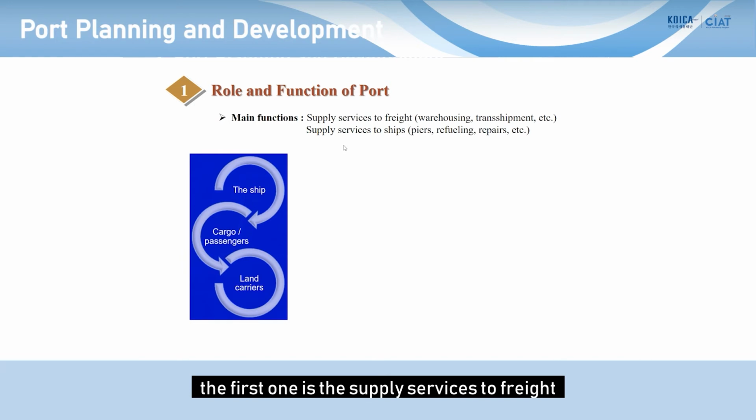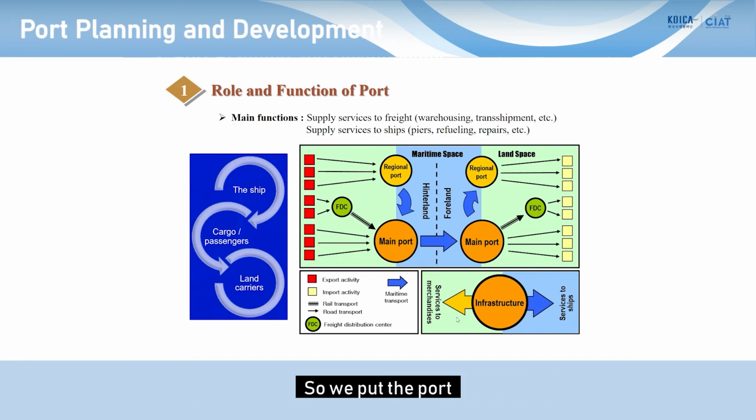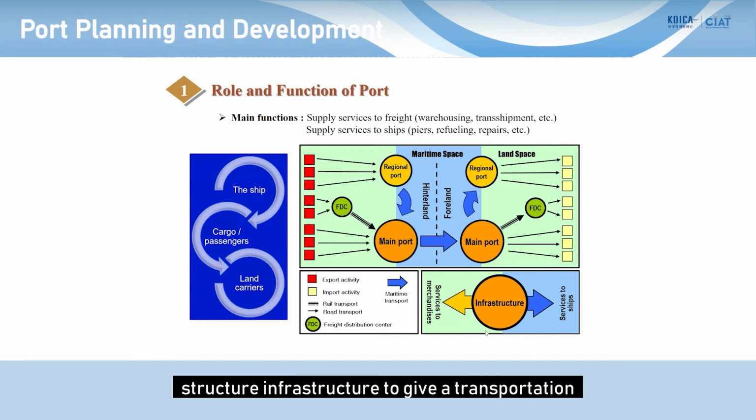The first one is supplying services to freight, warehousing, and transshipment, etc., including land service with rail and road transport. Supply service to ships, rail and road transport. Besides the land side, there is the service to ships, which is marine transport. So cargo and passengers are served by the ship and land carriers. So a port is usually the intersection of land and sea. So we put the port structure and infrastructure in place to give a transportation service, either land-based or shore-based.